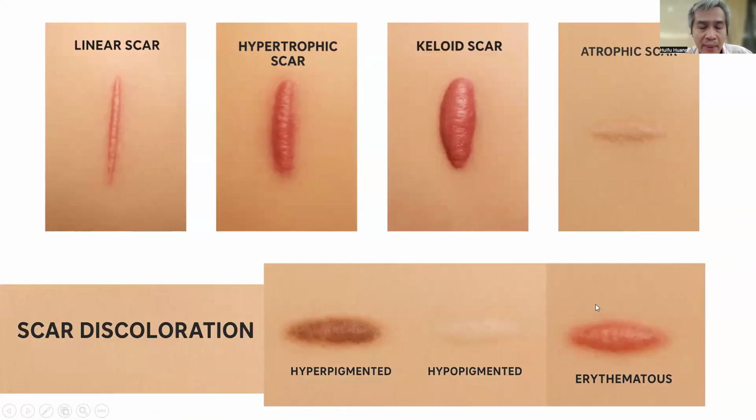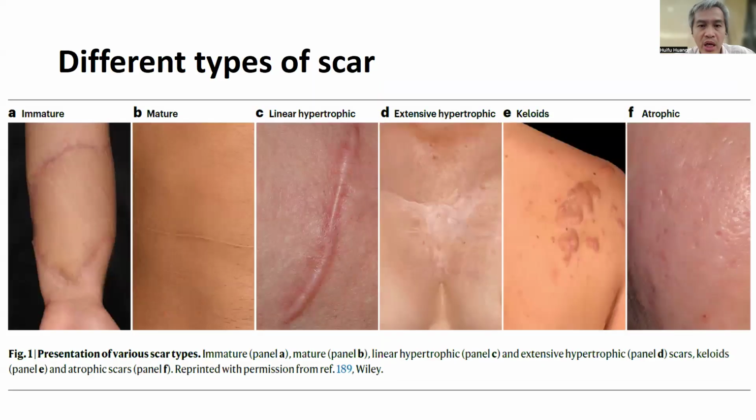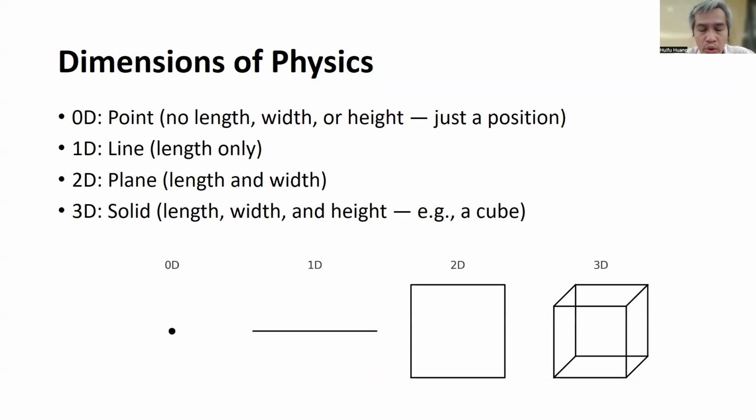There are many types of scars, including linear scar, hypertrophic scar, keloid scar, or atrophic scar. The color of the scar may also differ, such as hyperpigmented, hypopigmented, or erythematous scar. Also, severe scars, contracture, or depressed scars. So there are a lot of burn scar types. My concept is to re-examine the scar from the dimensions of physics.